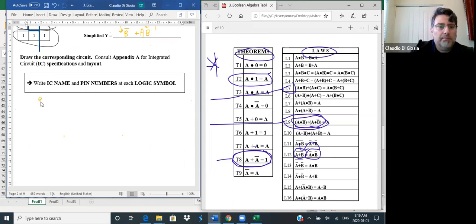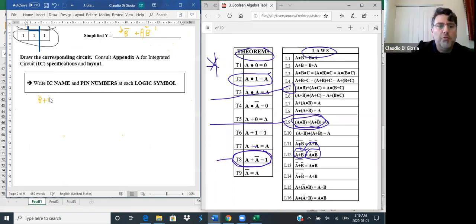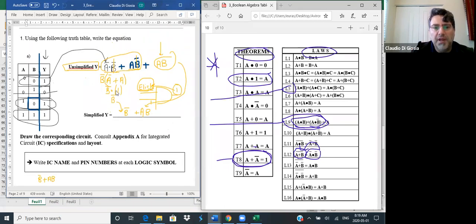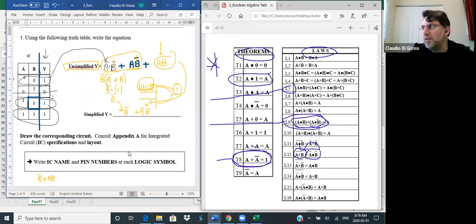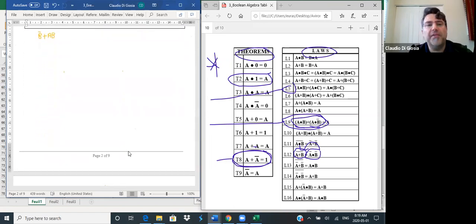I'm going to write it down. B naught plus AB. And like I said, no matter where you decide to stop, it's still a good answer, okay? Had you stopped right over here or right over here, it's still a good answer. The more you simplify, the less work you have ahead of you. You're going to use fewer gates, and it will take you less time to wire, and you're less likely to make any mistakes. So I have A, and I have B, and now I have to draw it.